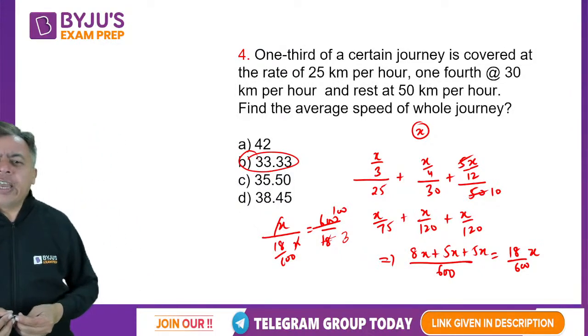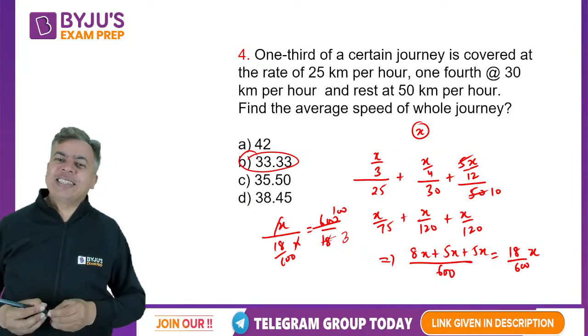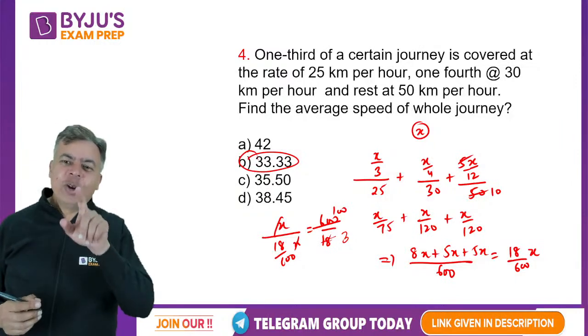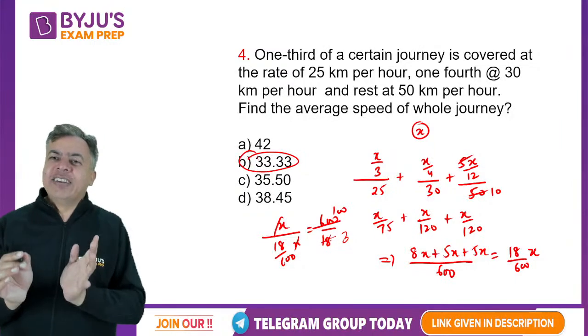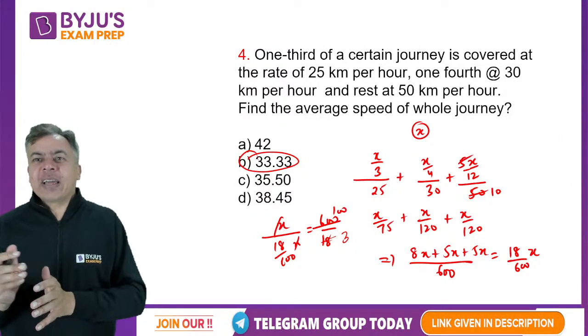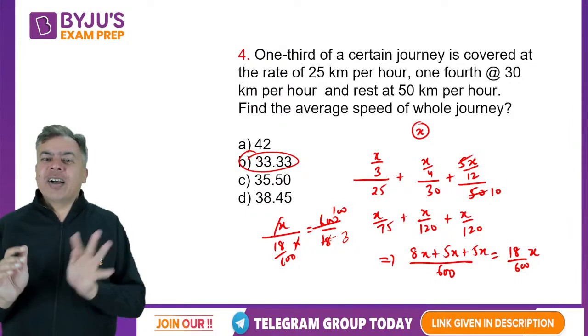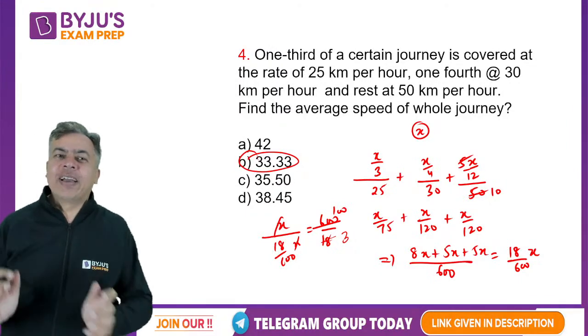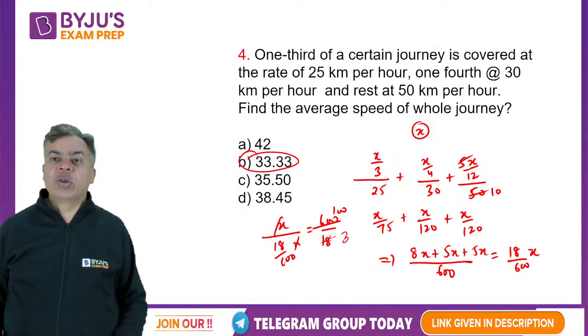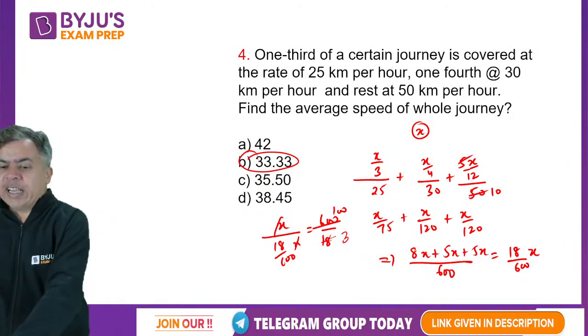Ideally, you should take easy values. So I started with that 1/3. I looked at 1/3, so I took 300. Because with 300 I can make 1/4 also. I can make 1/3 also. And the remaining I can calculate. So that's why I took 300. Okay, let's move to the next one.